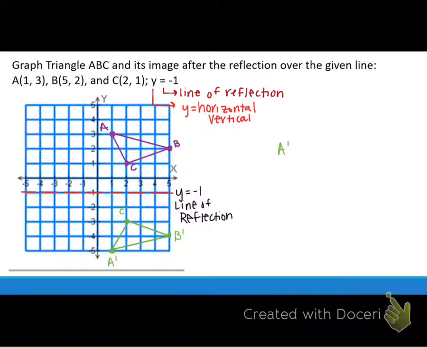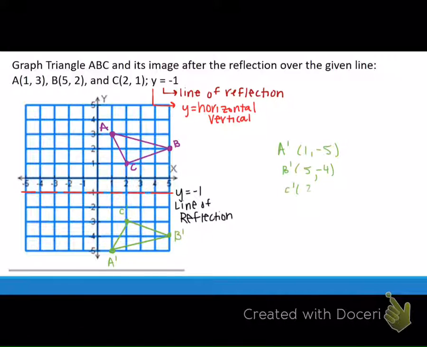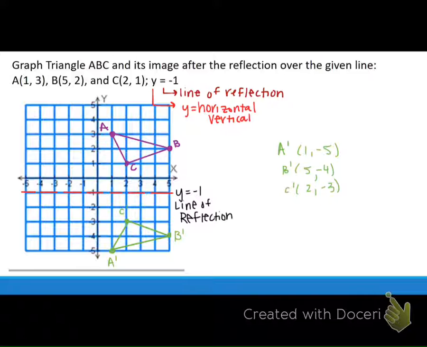So A prime is at 1, -5. B prime is at 5, -4. And C prime is at 2, -3. So tell me something you notice about these ordered pairs. What is something you notice about the original and the new one? What do you guys notice about the original and the new one, if it's a reflection here? Tucker?